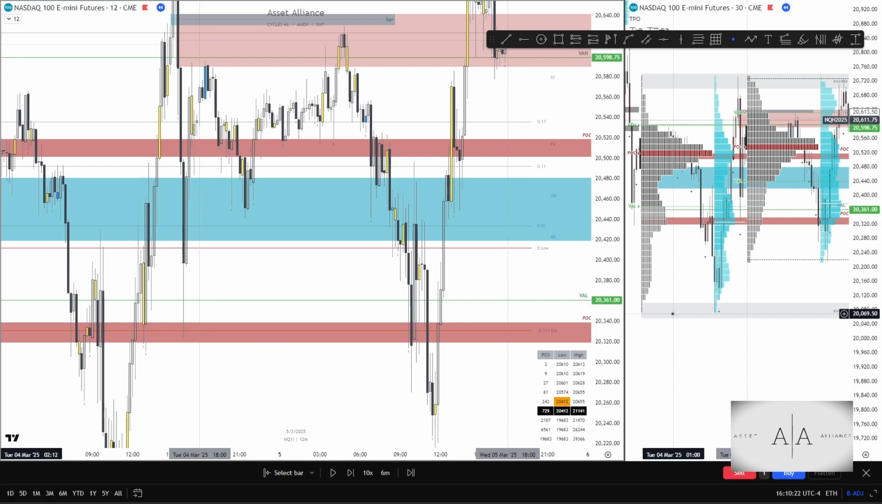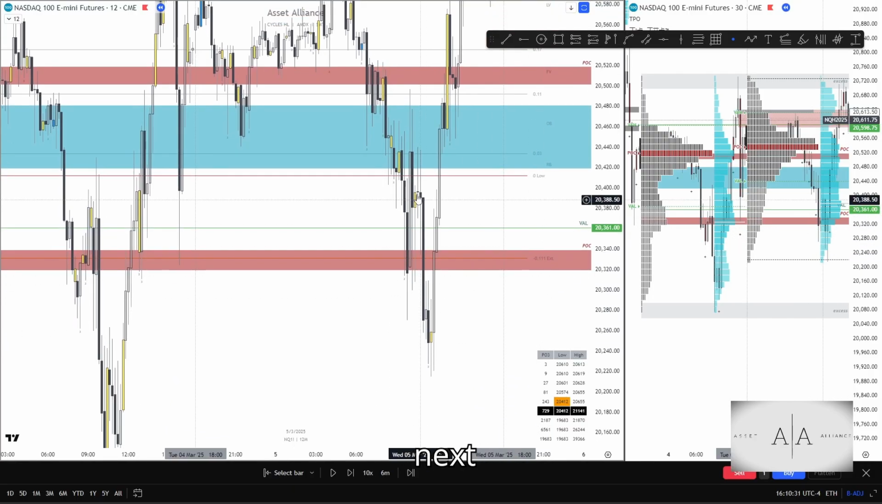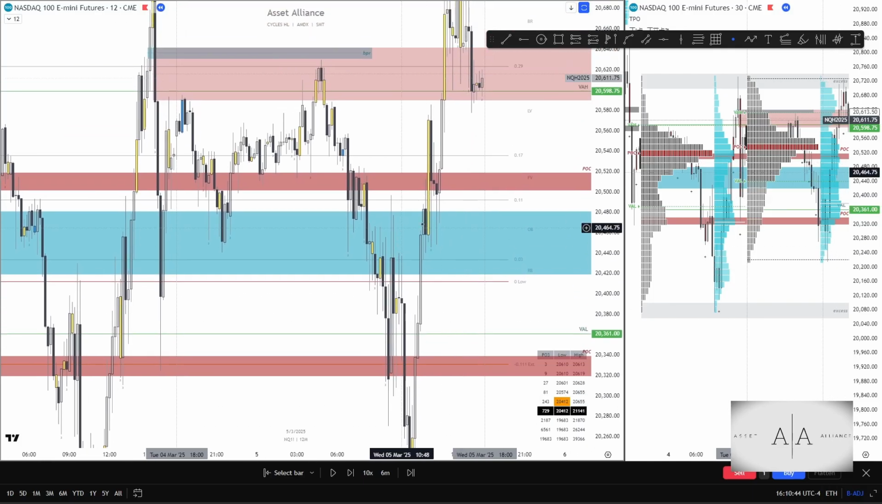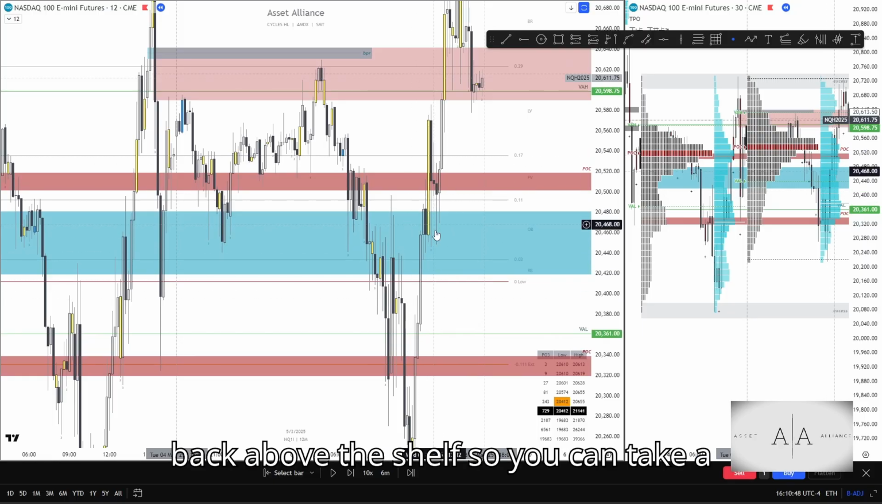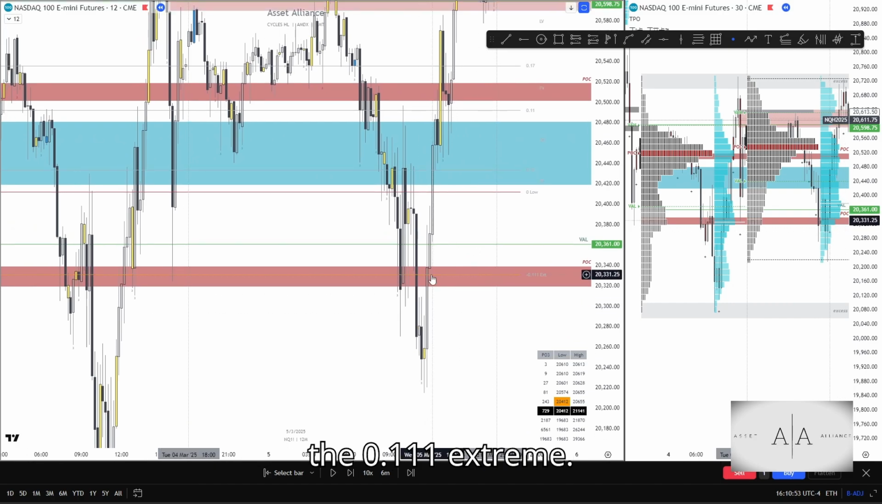But yeah, point of control right at our 0.111 extreme. Did decide to come back and take some liquidity, but that's because we didn't finish the sequence yet. So the sequence was still bearish, with the +1 being a high, but then lower prices for bearish until the next stack. This was the end of sequence to come back bullish until the next sequence. We came back into our GP range, closed back above the shelf, so you can take a buy in here, or you take a buy at the value area low, or the point of control at the 0.111 extreme.